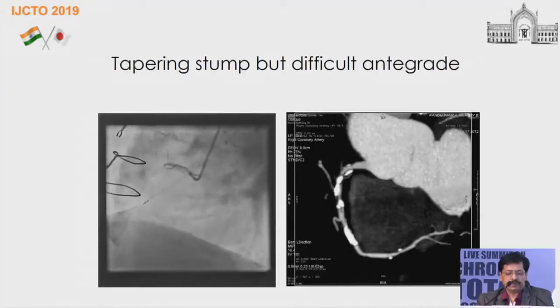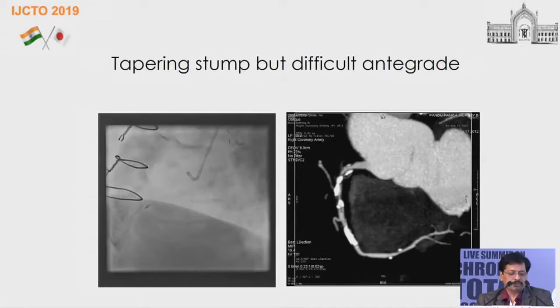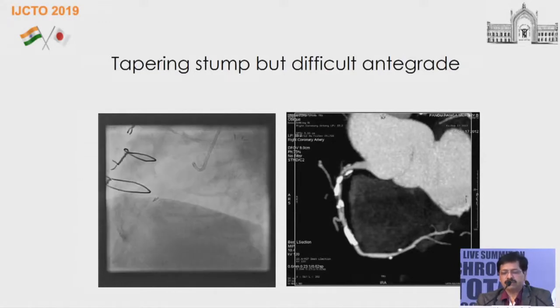So, here a tapering stump. We felt a tapering stump is always good, but not always. You see the calcium down. So ultimately you will face problems in crossing the wire, you can enter the false lumen, and device carrying will be very difficult in this type of lesion. Stent expansion will not be good. So ultimate outcomes may not be good, even if it is a tapered stump.